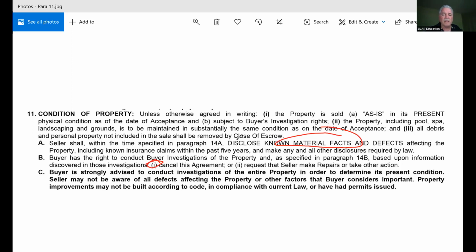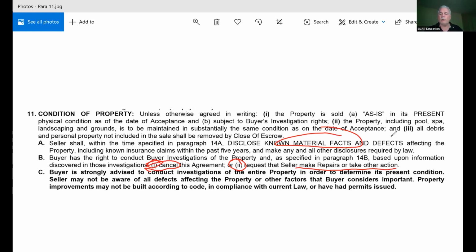Okay, so what can they do? Buyer can do one of two things. They can either cancel the agreement, or they can request that the seller make repairs or take other action. Okay, so make repairs, stop doing something that they're doing, or continue doing something that they're doing that they like, that kind of thing. So let's take a look at what that looks like.